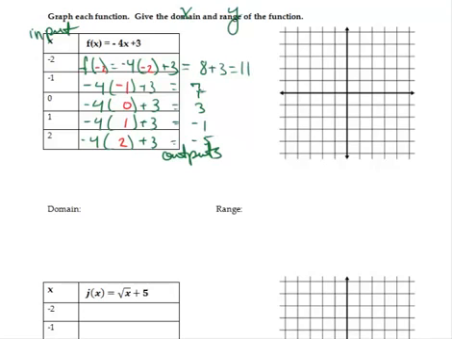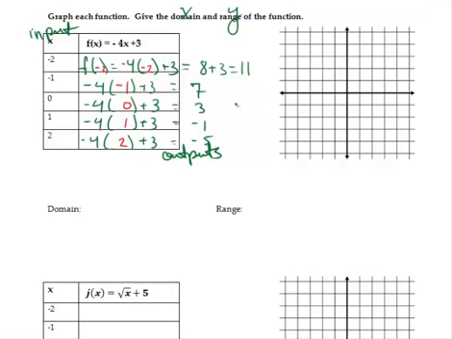Okay. So these number pairs are your outputs. So f of negative 2 is 11, f of negative 1 is 7, f of 0 is 3, f of 1 is negative 1, f of 2 is negative 5. So we're going to plot these points.